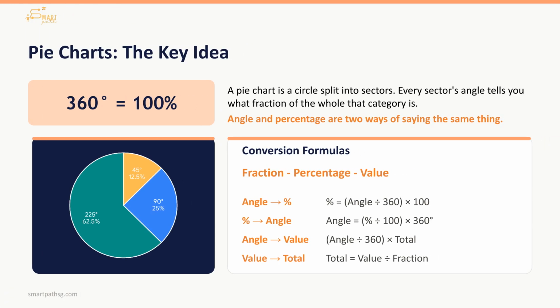A pie chart is a circle split into sectors. Every sector's angle tells you what fraction of the whole that category is. The key idea is that 360 degrees equals 100%. Angle and percentage are just 2 ways to express the same fraction of the whole. Use these conversion formulas to move between angle, percentage, and value.